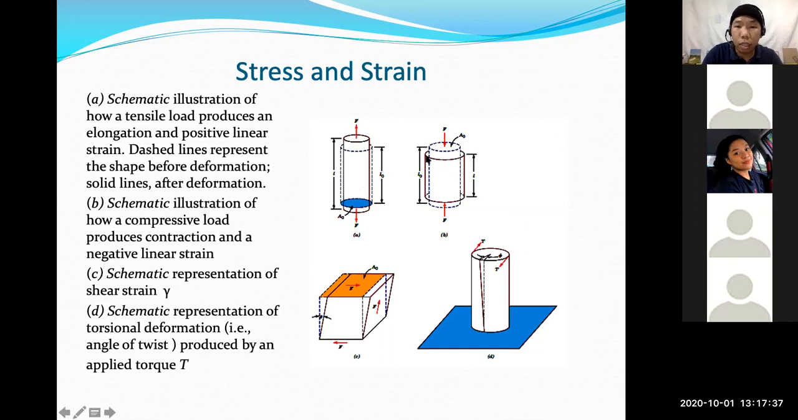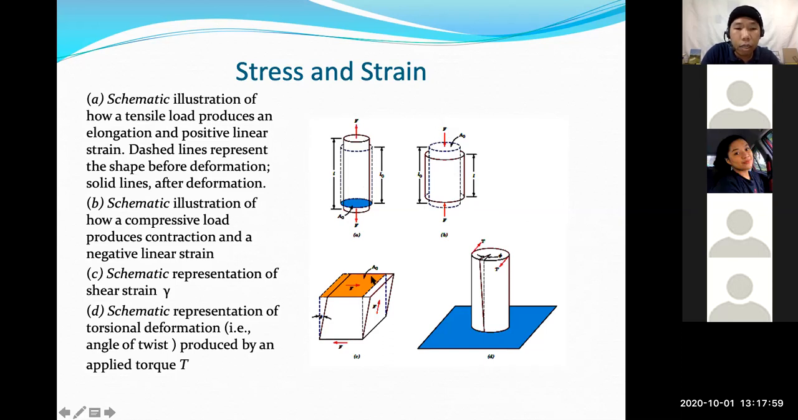Now, letter B represents the illustration of how a compressive load produces contraction. So take a look at this dashed line. This is the original shape of the material, and when it is being compressed, now this solid line shows us the result of the compressive force. So take a look at the direction of the force, it's inward.